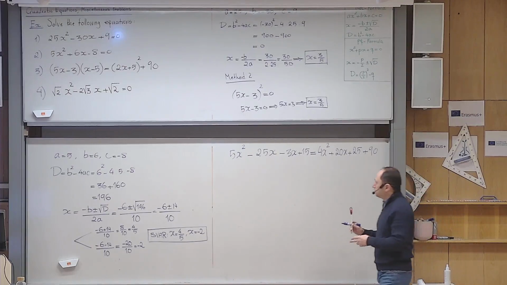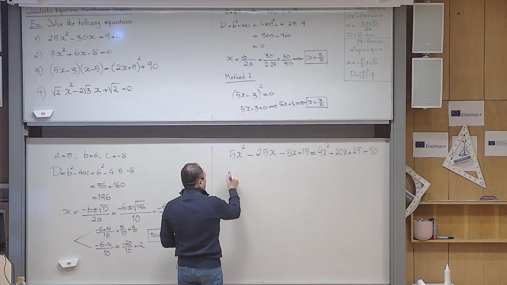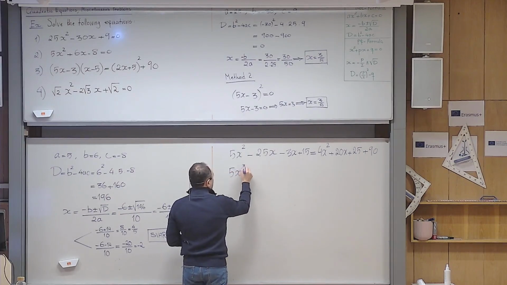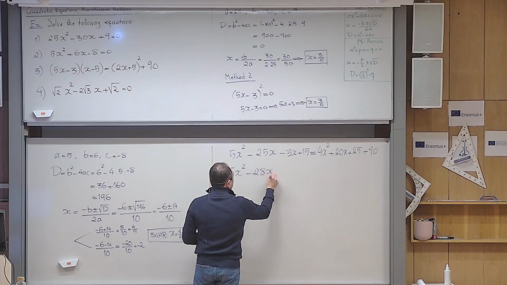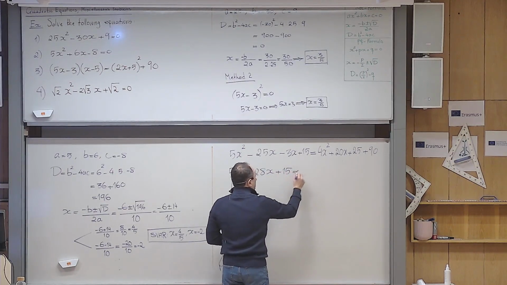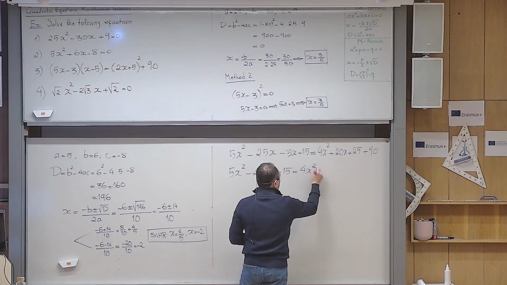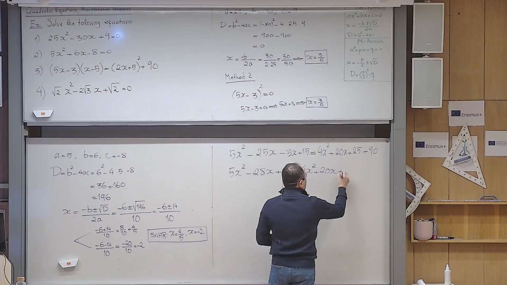It depends how you want to do it, but let us just do it side by side first. So this becomes 5x squared, this becomes minus 28x, this becomes 15. On the right hand side I have 4x squared plus 20x, and what is that number? 115.